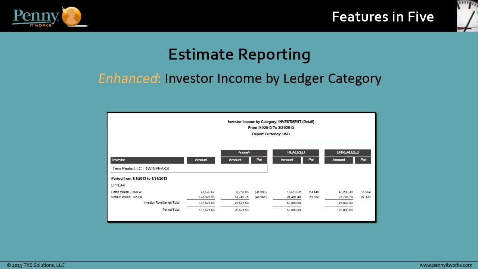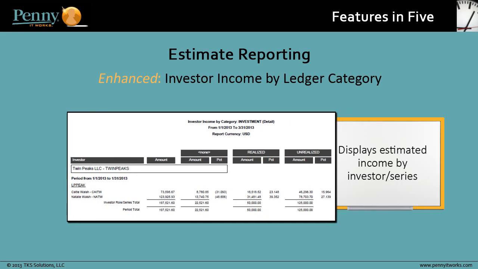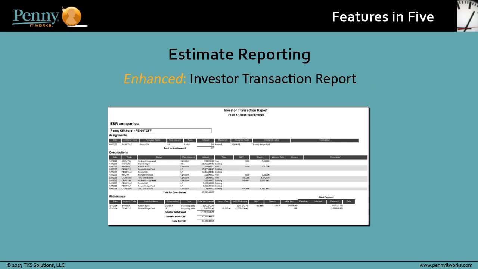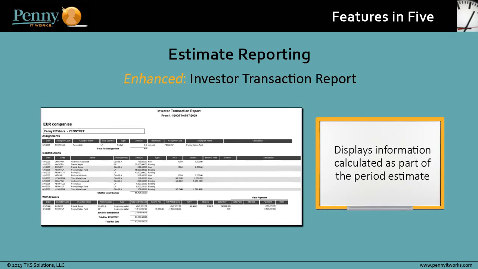2 existing Penny reports now include period estimates. The Investor Income by Ledger Category report displays estimated income by investor and series. And the Investor Transaction report displays information calculated as part of the period estimate.